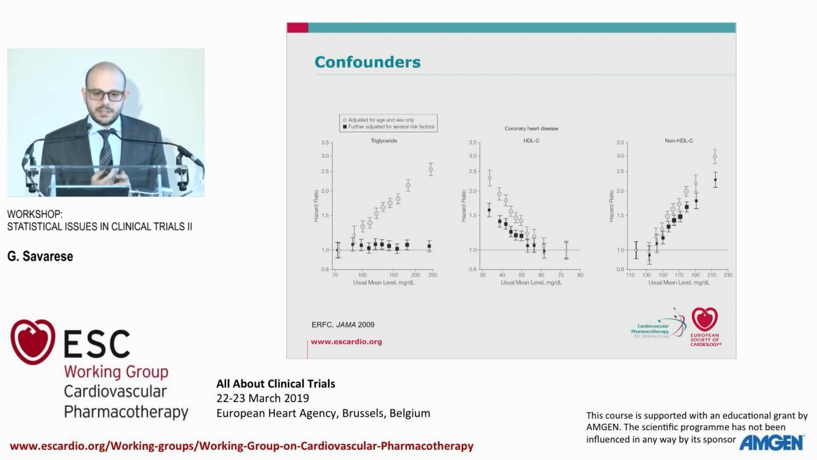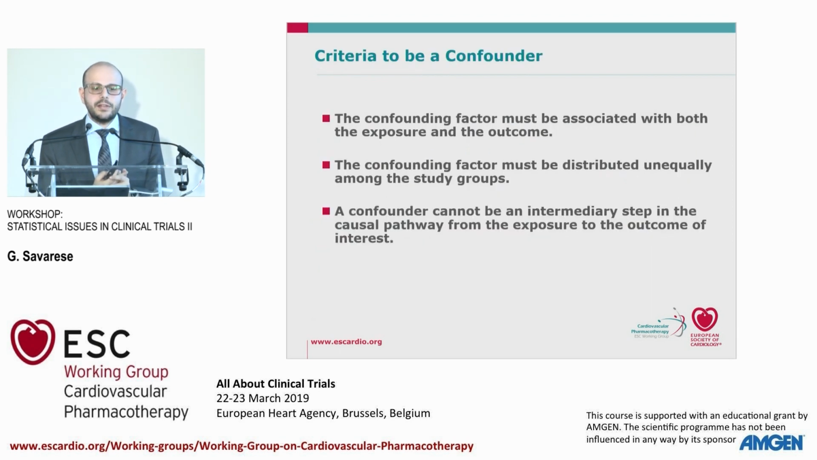That's the reason why it's always important to consider confounders in observational studies. The criteria to be a confounder are the following. The confounding factor must be associated with both the exposure and the outcome. The confounding factor must be distributed unequally among the study groups, and a confounder cannot be an intermediate step in the causal pathway from the exposure to the outcome of interest. For example, atherosclerosis is not a confounder, but only an intermediate pathway, so we don't have to adjust for atherosclerosis when we assess the association between, for example, diabetes and coronary artery disease, because that's just the intermediary step.